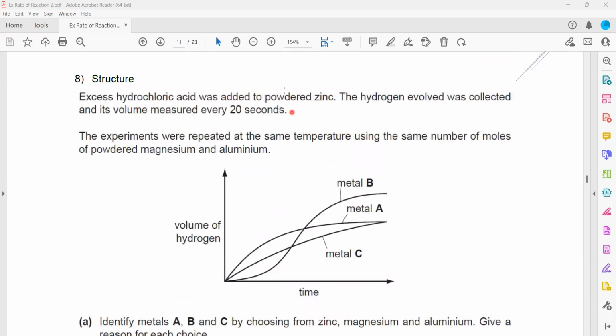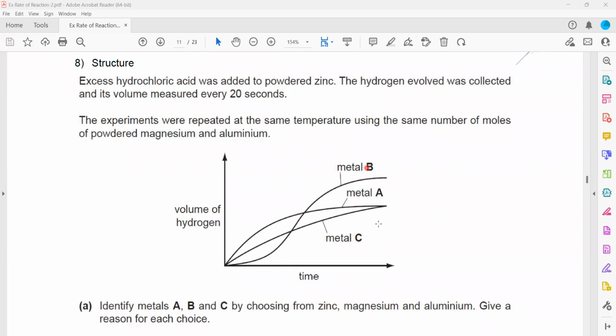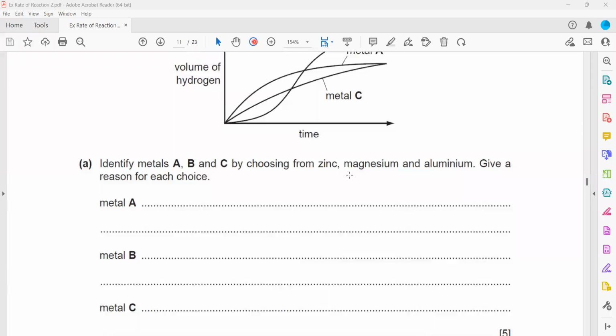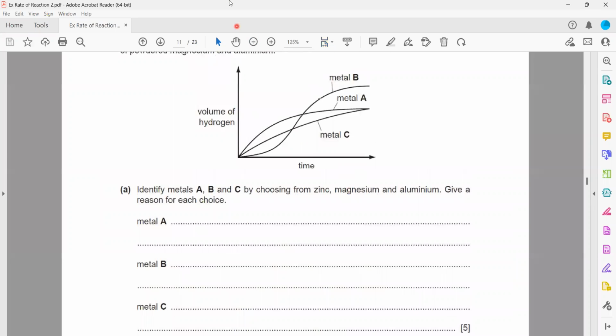So excess hydrochloric acid was poured and hydrogen gas was evolved. The volume was measured. We have metal A, B, and C. Identify the metals A, B, C and give a reason for your choice. First thing, we will write the reactivity series because this question is related to it. So we have potassium, sodium, calcium, magnesium, aluminium, zinc, iron, lead, copper, mercury, silver, gold, and platinum.